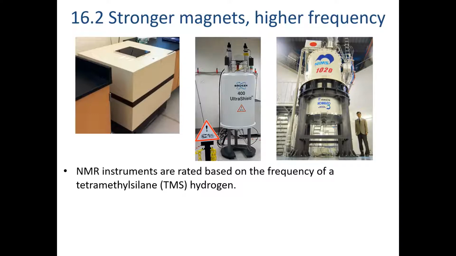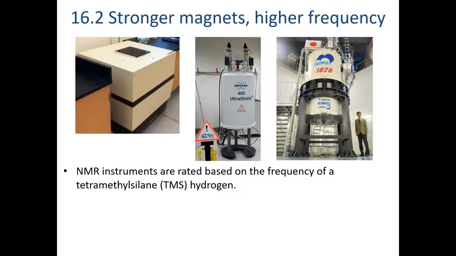That 60 megahertz NMR probably cost, for a really inexpensive one, 10,000, but you'd go up to 40,000 or even 80,000 for a 60 megahertz NMR. A 600 megahertz NMR costs about 800,000. The 400 that's shown in the middle probably cost about $500,000.